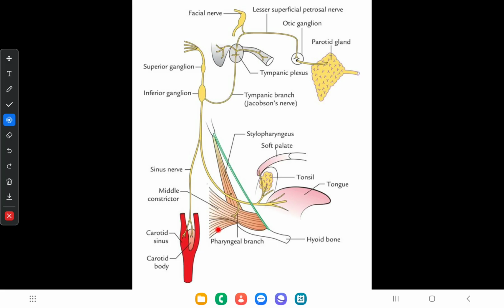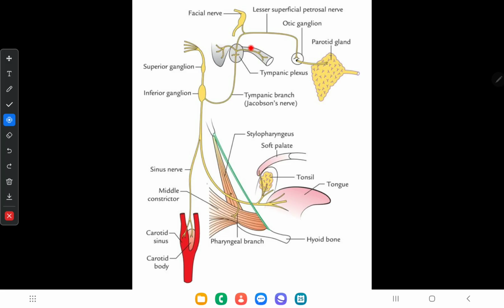Tympanic nerve is the first branch. This is the tympanic branch, and it is also called Jacobson nerve, and it leaves the inferior ganglion and enters a small foramen in the jugular fossa leading to tympanic canaliculus. Through this canal, tympanic branch reaches the middle ear where it forms a tympanic plexus on the surface of the promontory. Here is the tympanic plexus on the surface of the promontory.